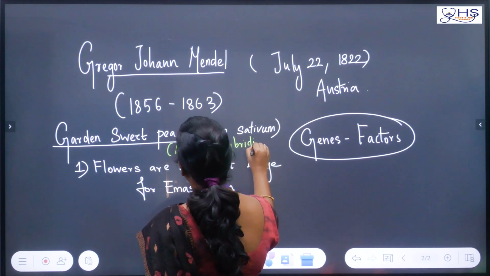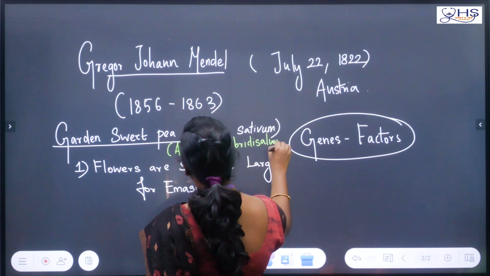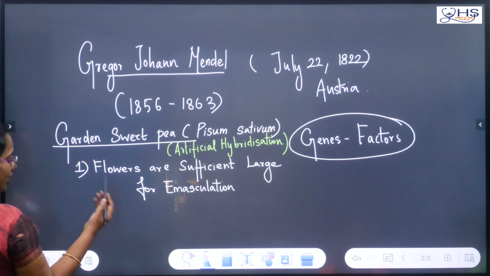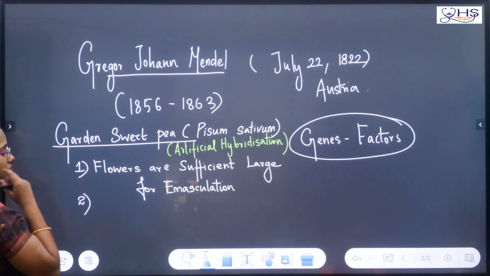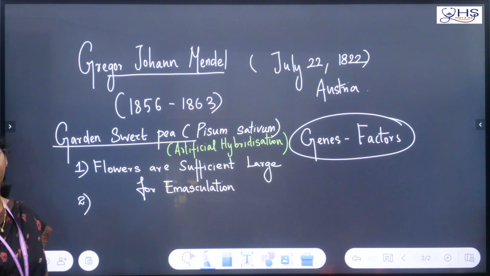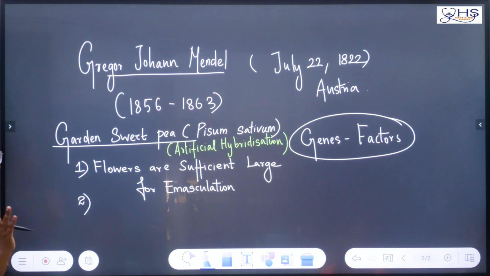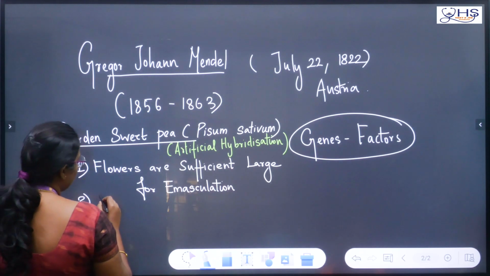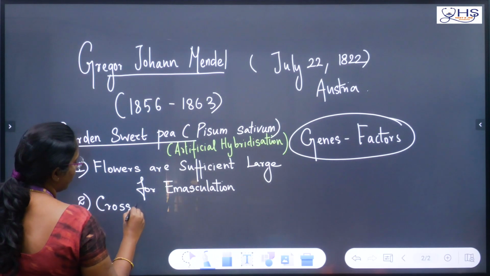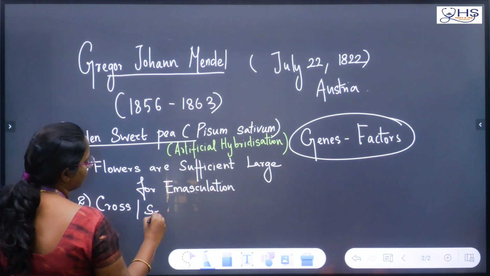He is performing artificial hybridization. For that he chose this pea plant. We are talking about the advantages or significance of the pea plant. First significance, the flowers are sufficiently large to remove the anther from the flowers. Second, its pollination: it performs both self pollination and cross pollination.